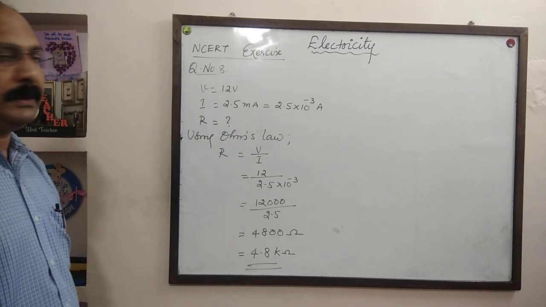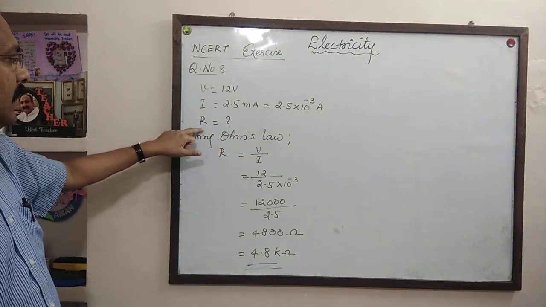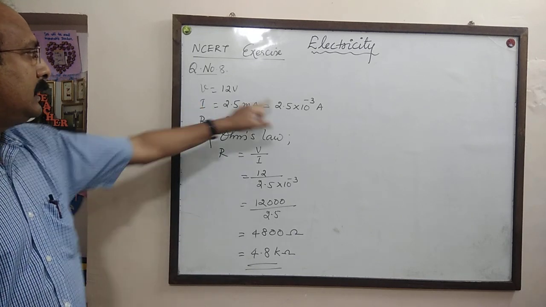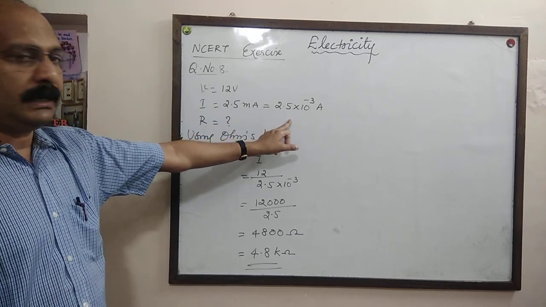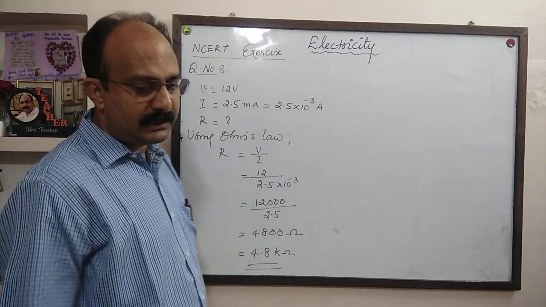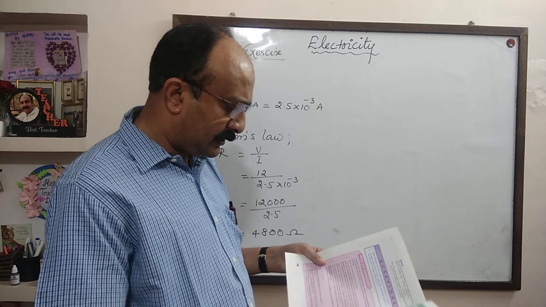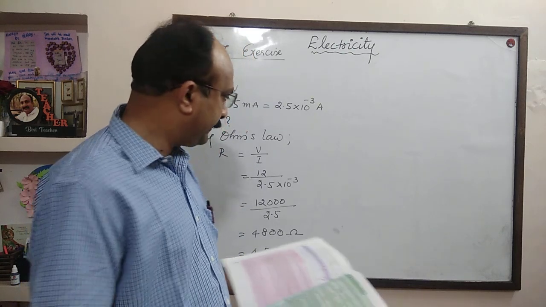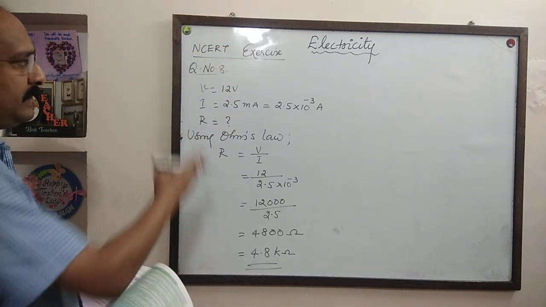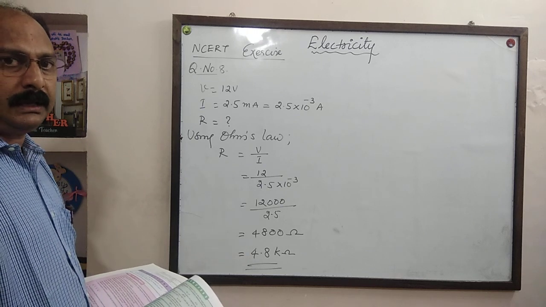So it was a simple numerical. V and I are given, R is asked. R is equal to V upon I. The only thing is to make sure that V and I are always in the standard unit. So I am moving to the next question, question number 9. Please see once again. I think it is clear.